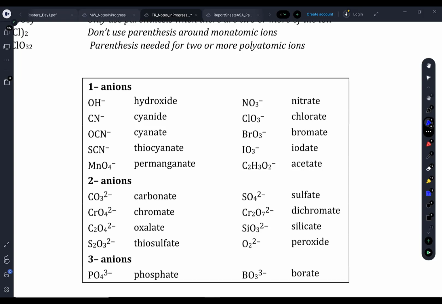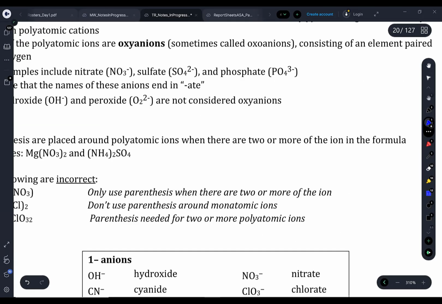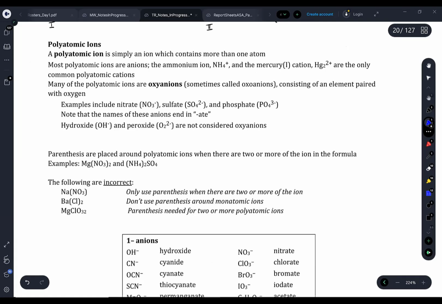I will very rarely talk about peroxide because it tends to make naming these things very difficult. And so if I want to talk about peroxides, I'll be very specific about it. Thiocyanate is, I guess you could say, an honorary oxyanion, even though it doesn't actually have any oxygen. All right, so we want to know those. So hydroxide and peroxide, not considered oxyanions.